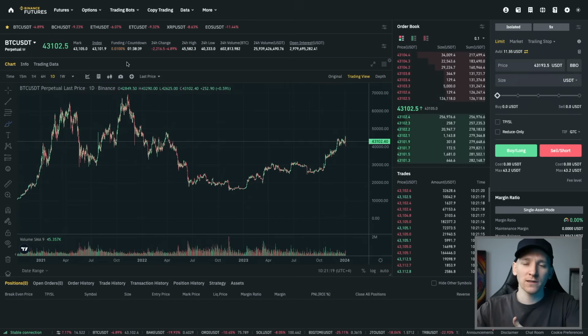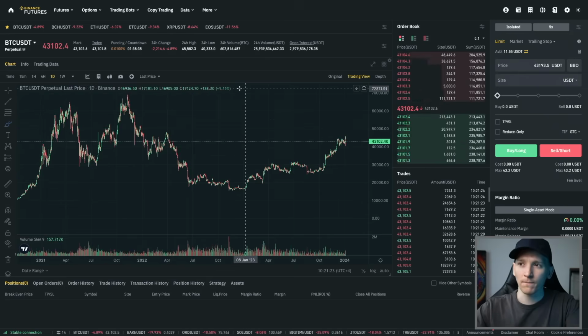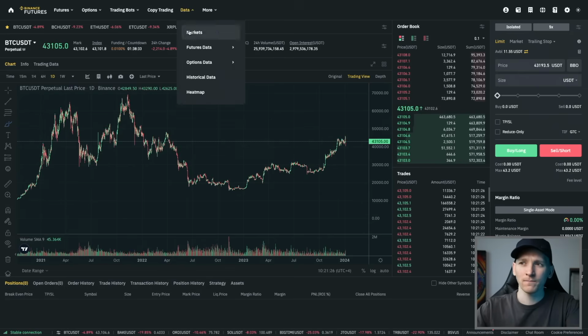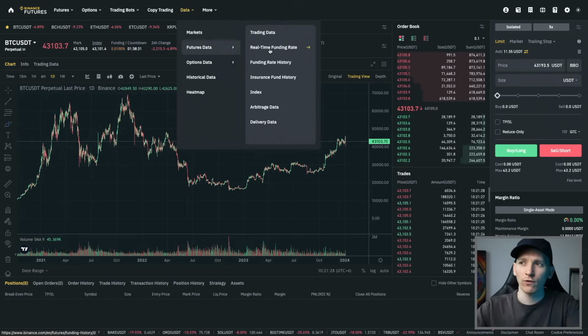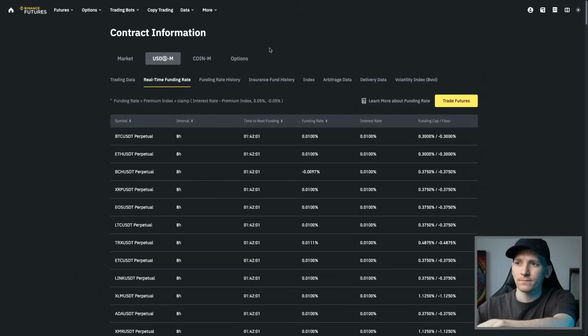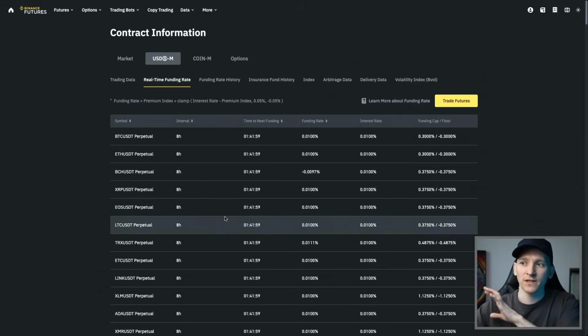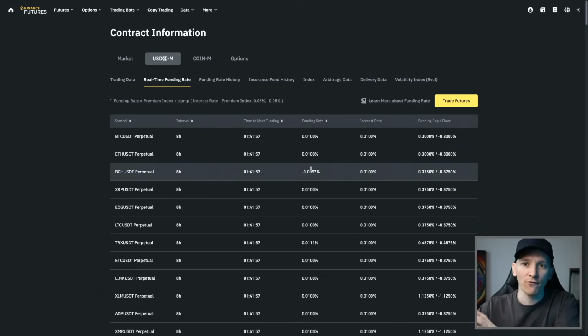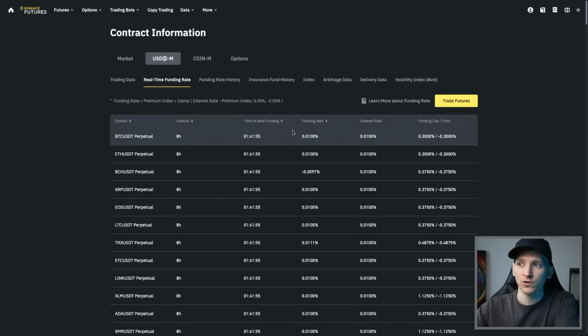And so if your position is only open for a few days or a few weeks, it's not a very big deal. However, what we can do is go to data, go to futures data and real-time funding rate. Click that. Takes you over to this page, which gives you the real-time funding rate of every asset in the market that you may want to trade at the current time. See the funding rate here, and then you see the time to the next funding, where that funding is actually exchanged between long and shorts, and then the interest rate of that funding, right?